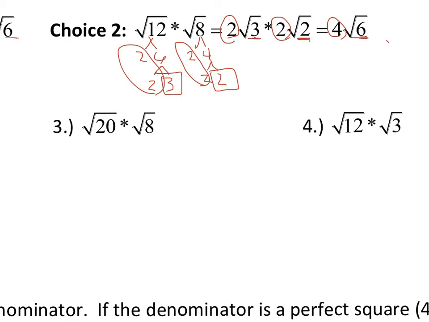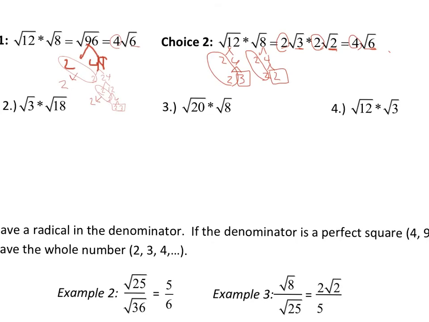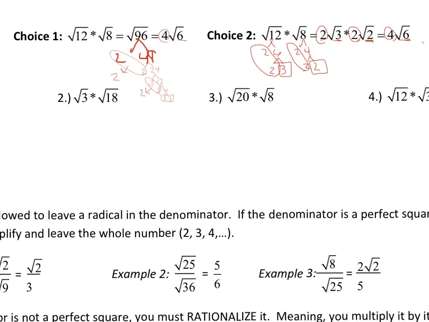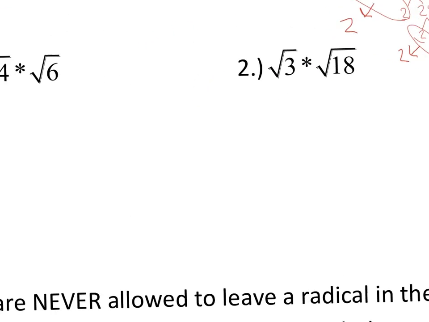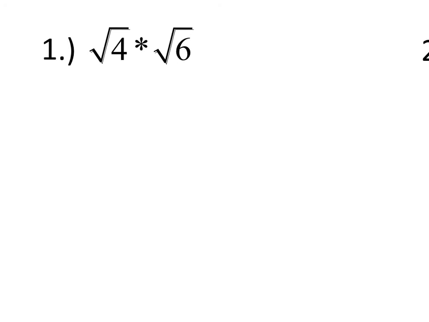So either way I do this, I end up with 4 on the square root of 6. It's really just personal preference, and even depending on the problem. Okay, so let's do some together. So 4 and 6 are both pretty small numbers, so this one could go either way.